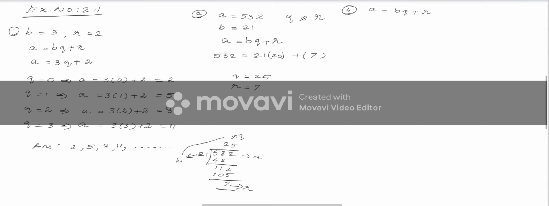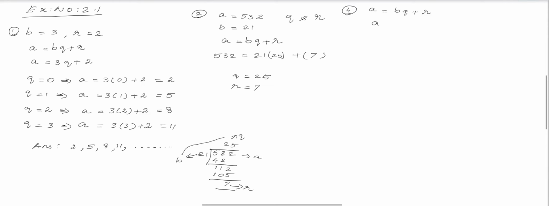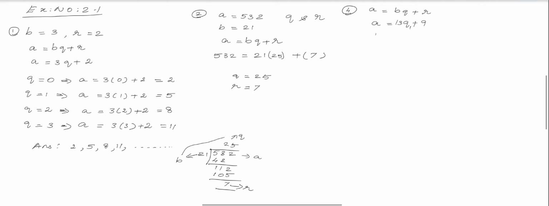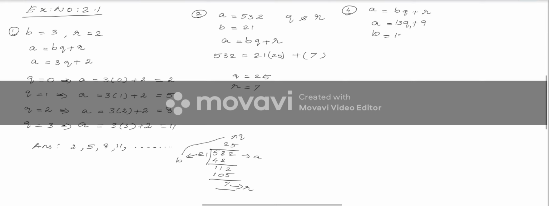The positive integer A, when it is divided by 13, so the divisor is 13, you have the quotient as Q1 and a remainder as R1. What is given? It is 9. And again the positive integer B, it is divided by 13 and the quotient you have as Q2 and what is your remainder? R2. R2 is 7.